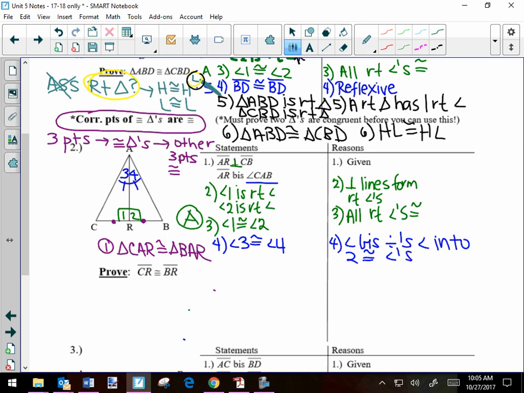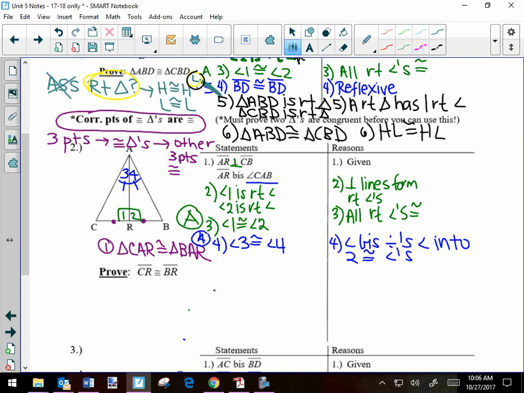So this gives me a set of angles. And I am currently out of given information. As soon as I'm out of given information, I need to look at my picture. And generally what I'm looking for at this point is either something that's reflexive, a side or an angle, or vertical angles, which are formed by two lines forming an X in your picture.